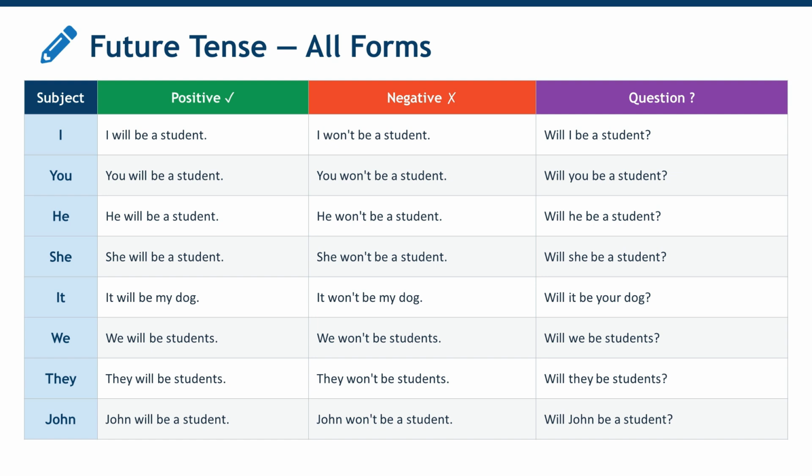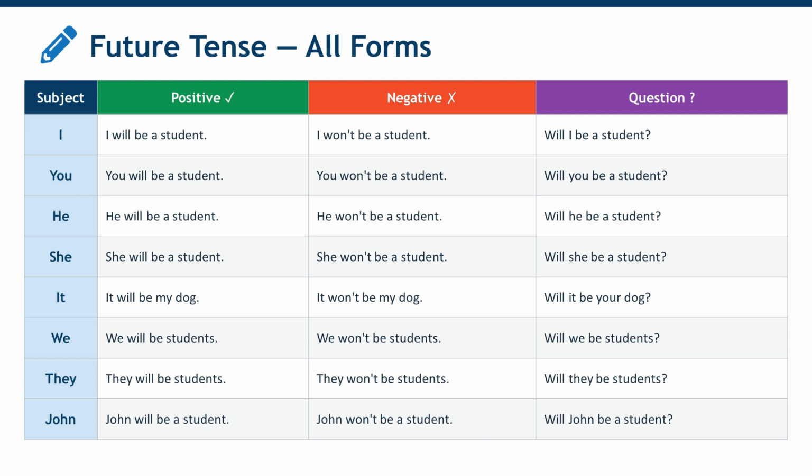For negative sentences, we use will not be or the short form won't be. I won't be a student. You won't be a student. He won't be a student. She won't be a student. It won't be my dog. We won't be students. They won't be students. John won't be a student.